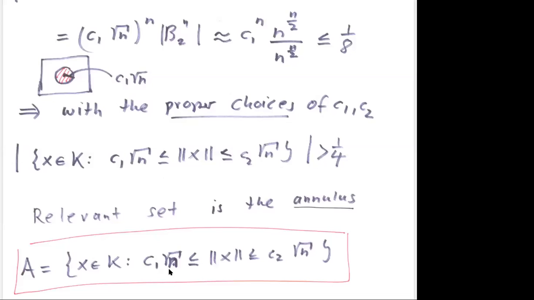The norm is bigger or equal than C1 root n and smaller or equal than C2 root n, and this volume is bigger than 1/4. This is what we can achieve choosing the constants C1 and C2 in the right way.